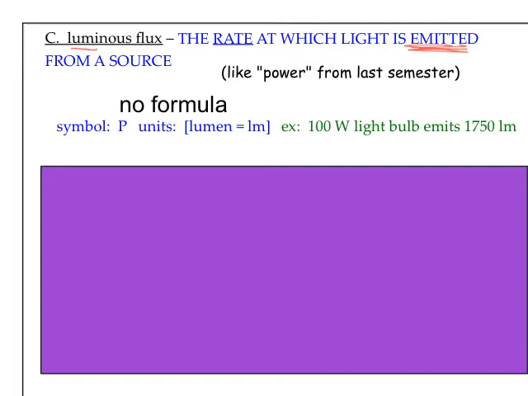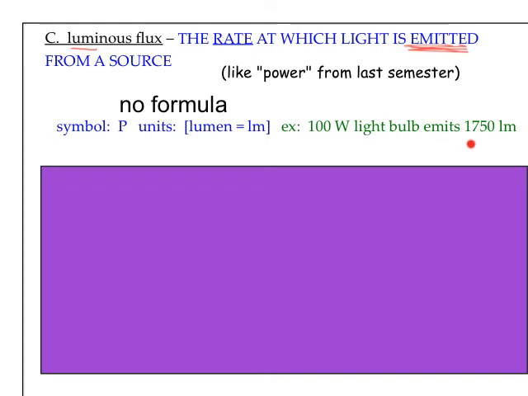Now, luminous flux is used in other formulas, so I didn't write down a specific formula for you. However, you need to know that its symbol is a capital P, and I mentioned that it's kind of like power from last semester, and the units are going to be lumens, and I abbreviated that LM. That's not a 1, that's an L. And it's similar to power. I don't know if you've ever looked at the packaging for a light bulb, but if you look at the watts, there's a lumens equivalent to that. So if we think about a power that's specific to light coming out of something, that's what luminous flux is like.